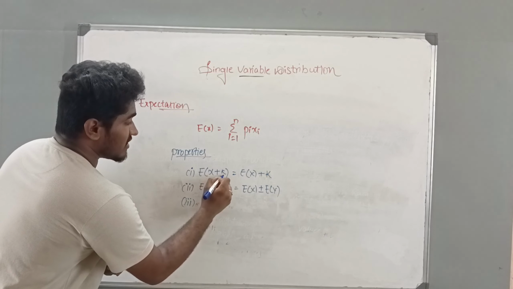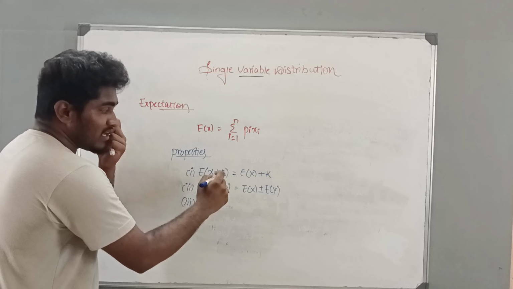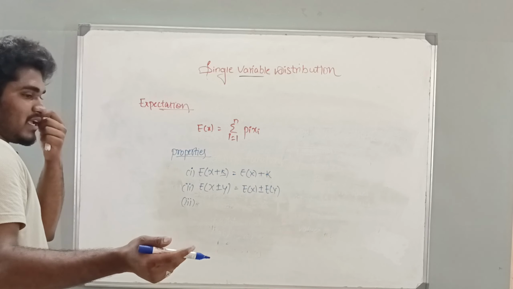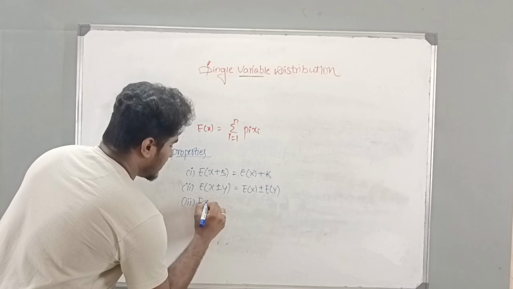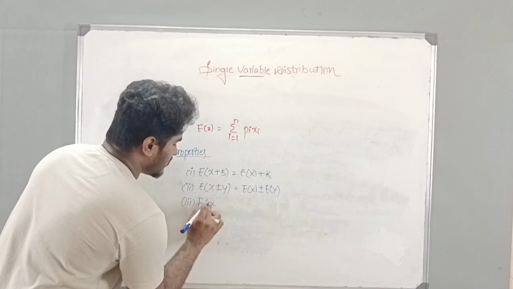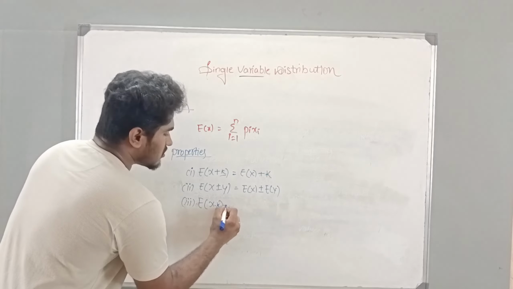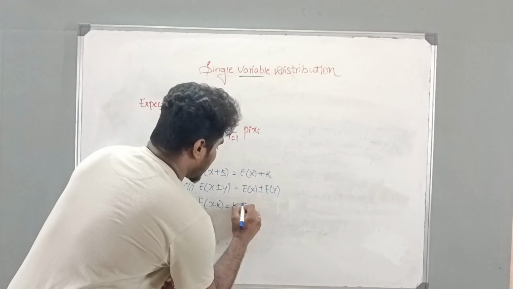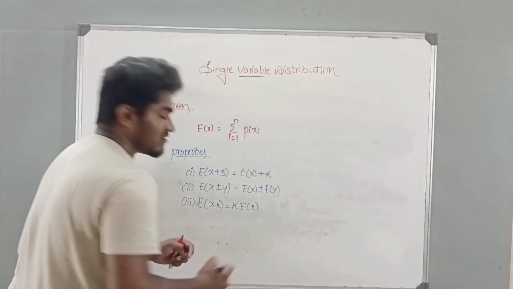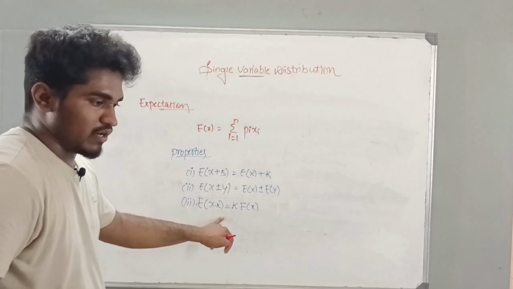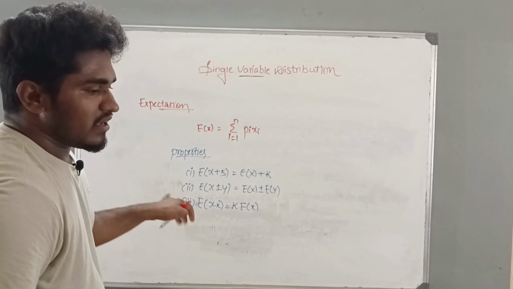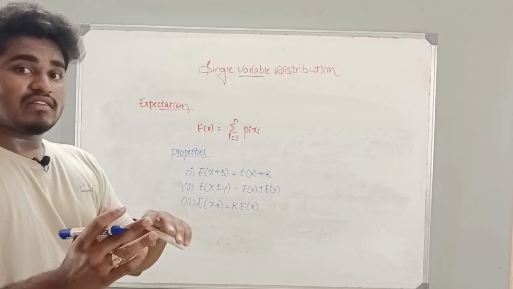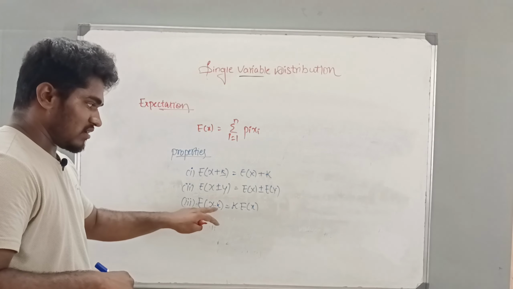Here the variable is added, but what if it is multiplied? That is E of x into k. In this situation you just multiply that variable with the expected value of x. This is how we find it. And then we have one more property, a variable multiplied with the expected value. So here the same thing.